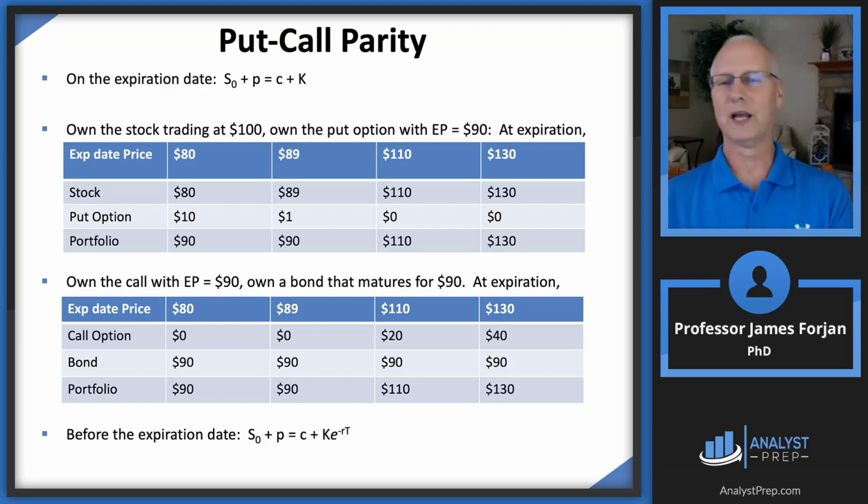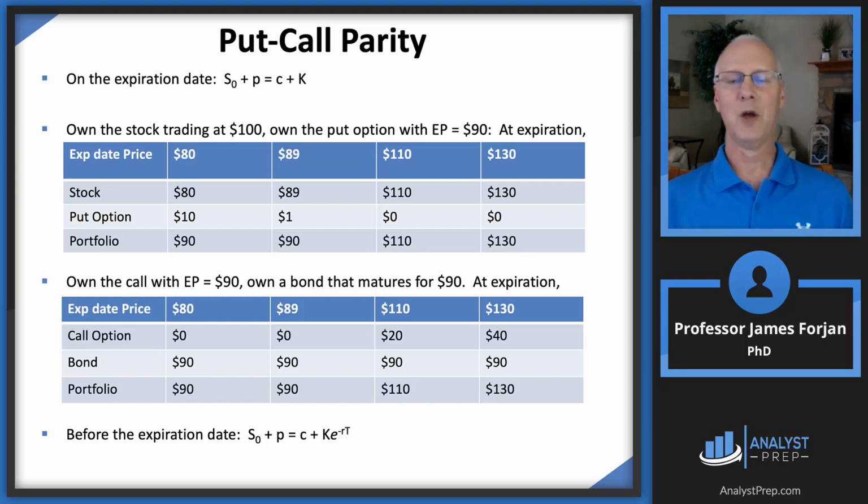But now, here's where it gets a little bit more interesting. What happens if the stock price is 110 or 130? Well, now the bond is still going to be worth 90, right? The bond is always going to be worth 90, but now we have the right to buy at 90 when the stock is trading at 110. That has an intrinsic value of $20, right? So you take the 20 and you add the 90, you get the 110. When the stock is trading at 130, you take the 40, add it to the 90, and you get the 130. All right. Now, why did I go through all this stuff?